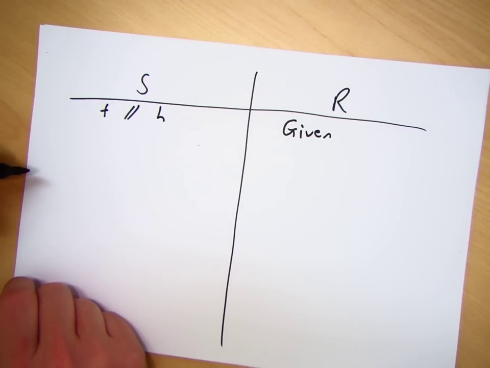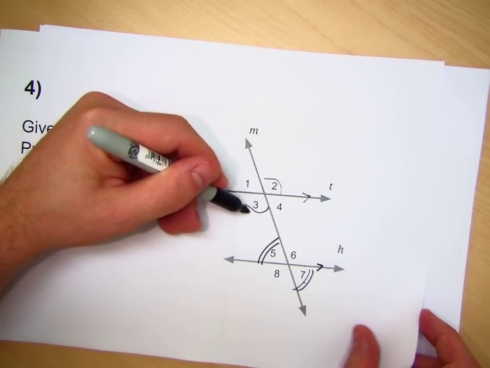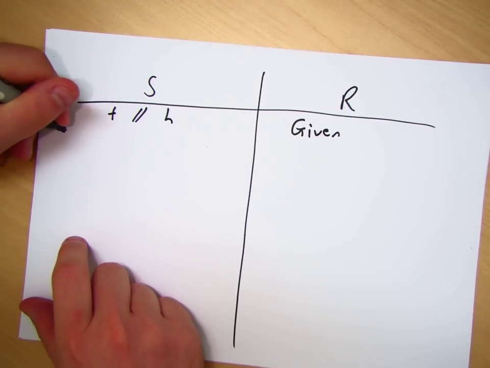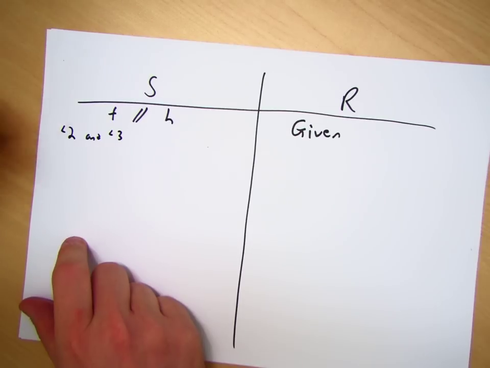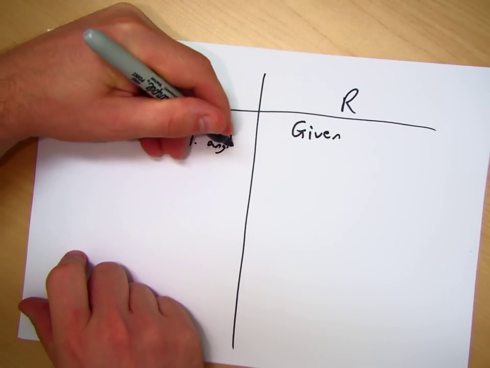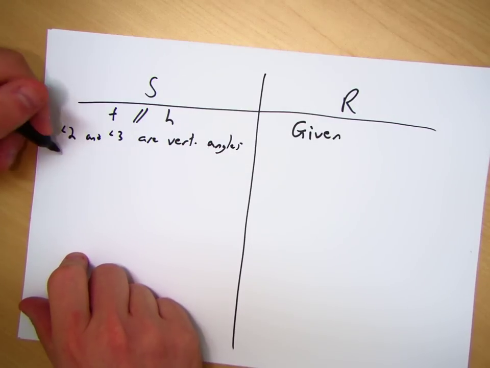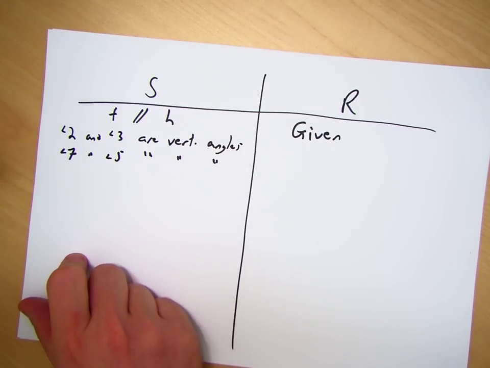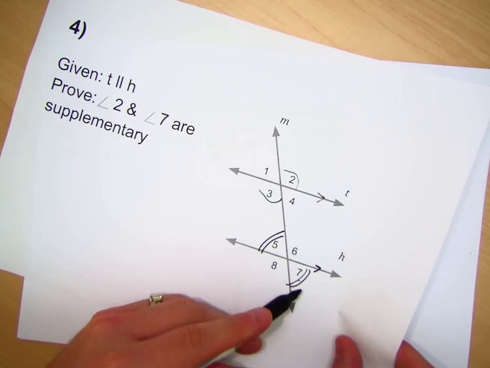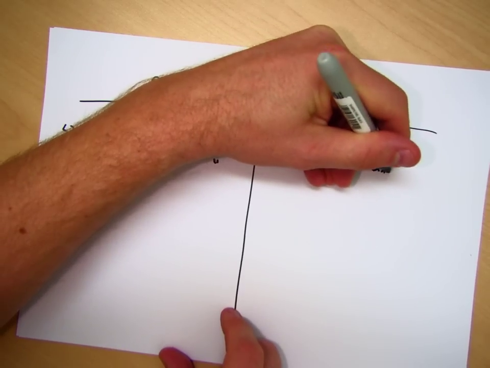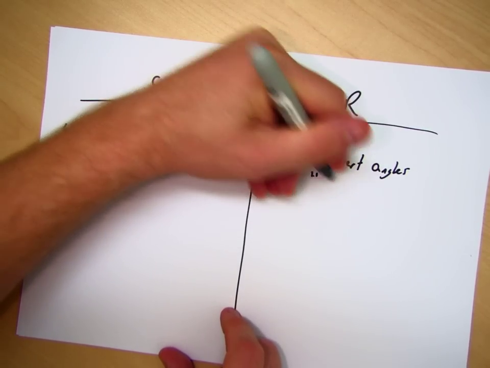I also know here, looking back, that 2 and 3 are vertical angles, and 7 and 5. I want to say that they're vertical angles first before I state that they're congruent. So in order to do that, I'm going to write that angle 2 and angle 3 are vertical angles. Similarly, I'm going to write that angle 7 and angle 5 are also vertical angles. And the reason for it, whenever I just point it out from the diagram, is going to be the definition of vertical angles.